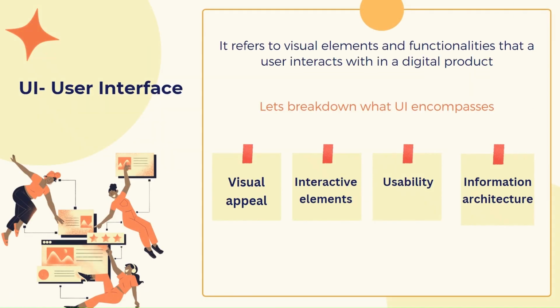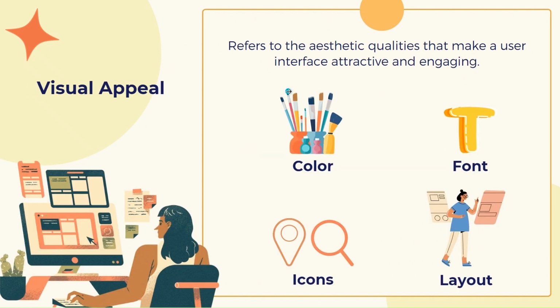So UI refers to all the elements and functionalities that a user will interact with in a digital product. To understand it more clearly, let's break it down into four parts. Visual appeal, interactive elements, usability, information architecture. So we'll start up with visual appeal.